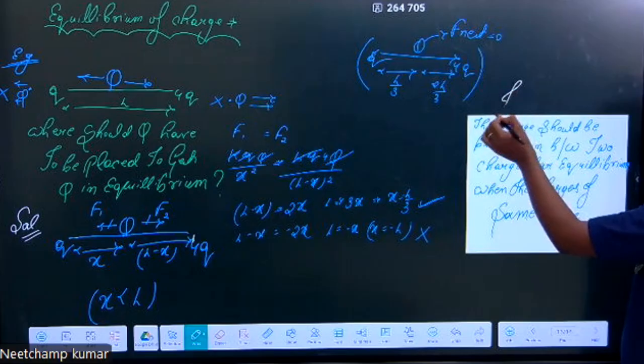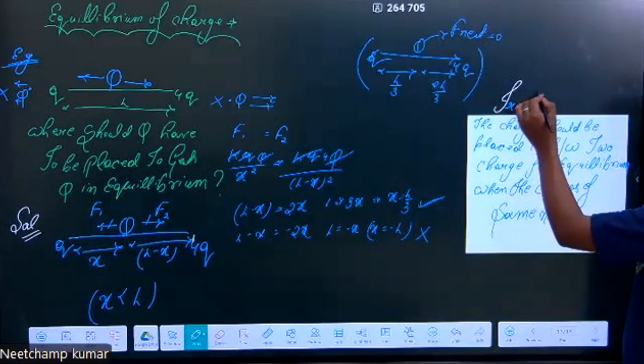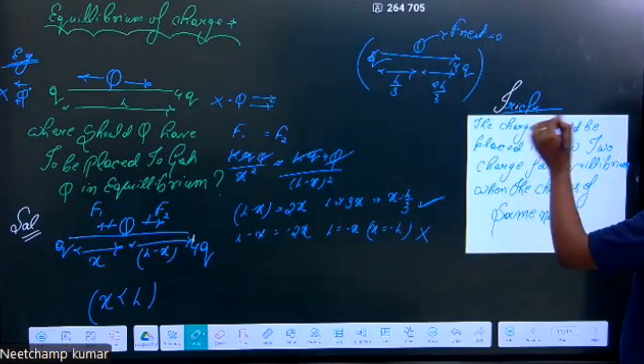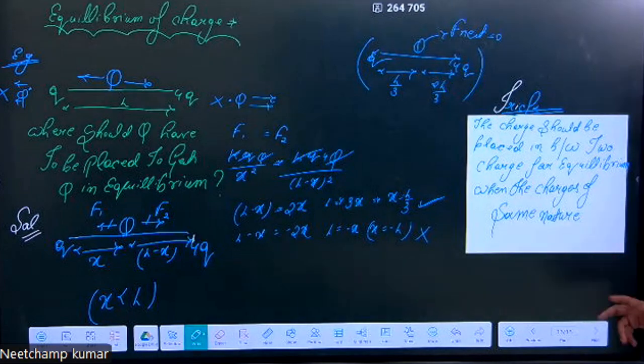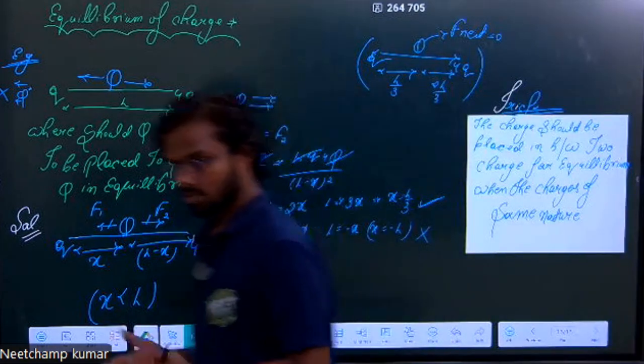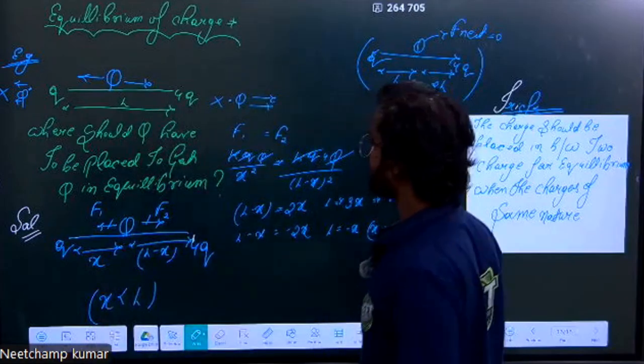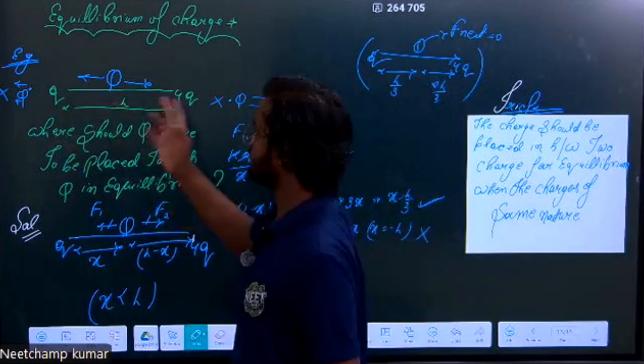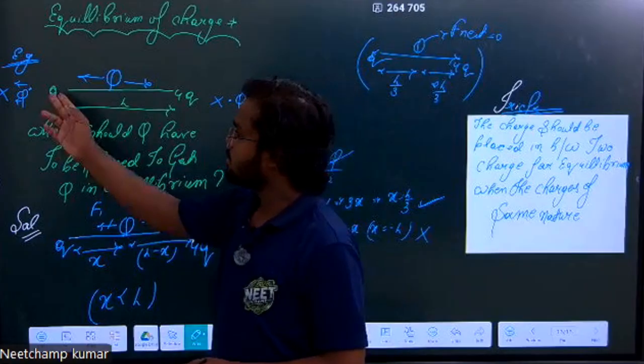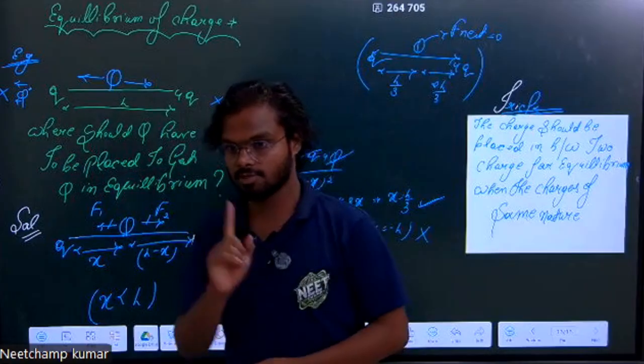You can call this a trick or whatever. This is the basic conclusion we have obtained. If we have two charges and they are of same nature, same nature means, see, this is positive, this is also positive. If this is negative, this has to be negative. That is the first thing.